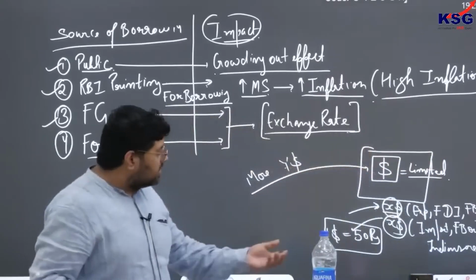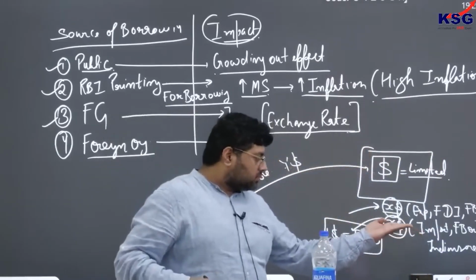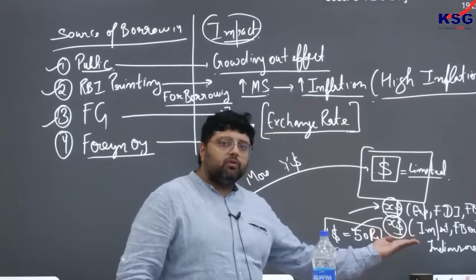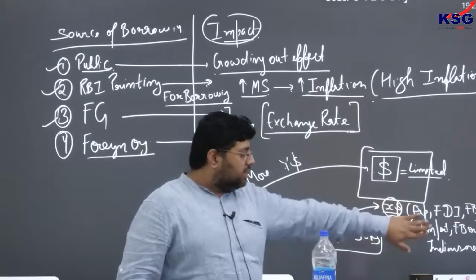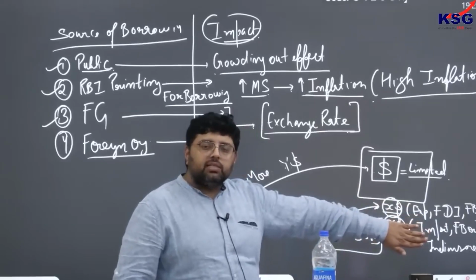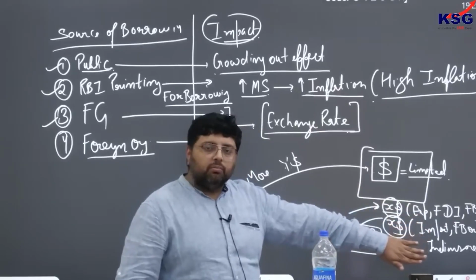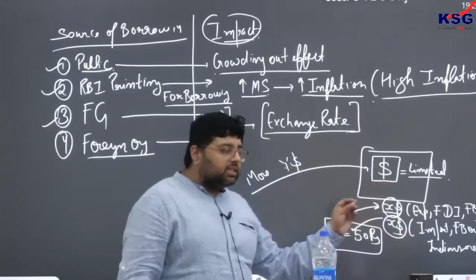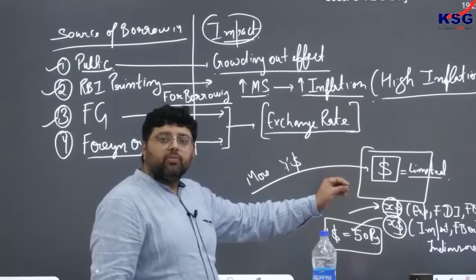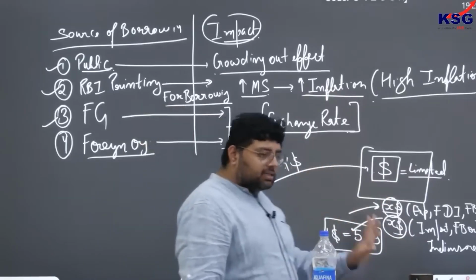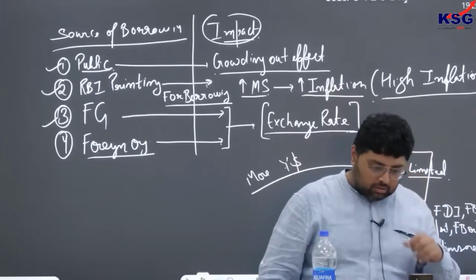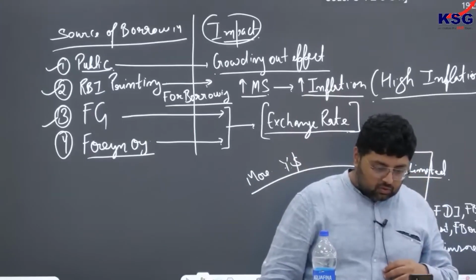See, here we are just assuming that those who are responsible for sending dollars outside are sending a constant amount of dollars. But those who are responsible for bringing dollars in, we have seen that has increased. So then it is appreciation. Clear?